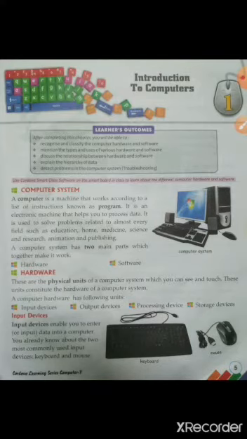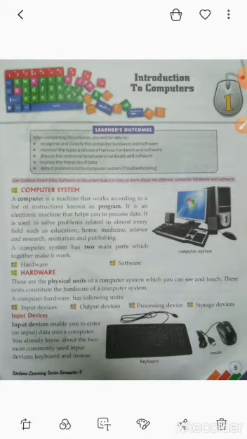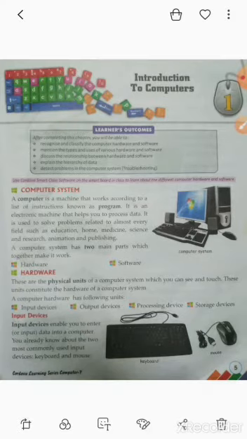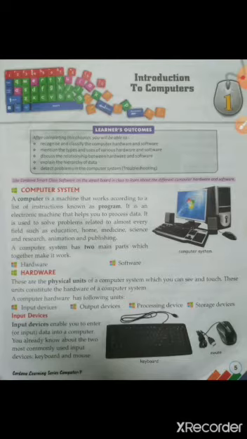The first category of computer hardware is input device. It includes all the input devices available in the computer, right? Like keyboard, mouse, scanner. All these devices are known as the input devices. The next category of hardware devices is output devices. It includes all the output devices of our computer like monitor and printer.